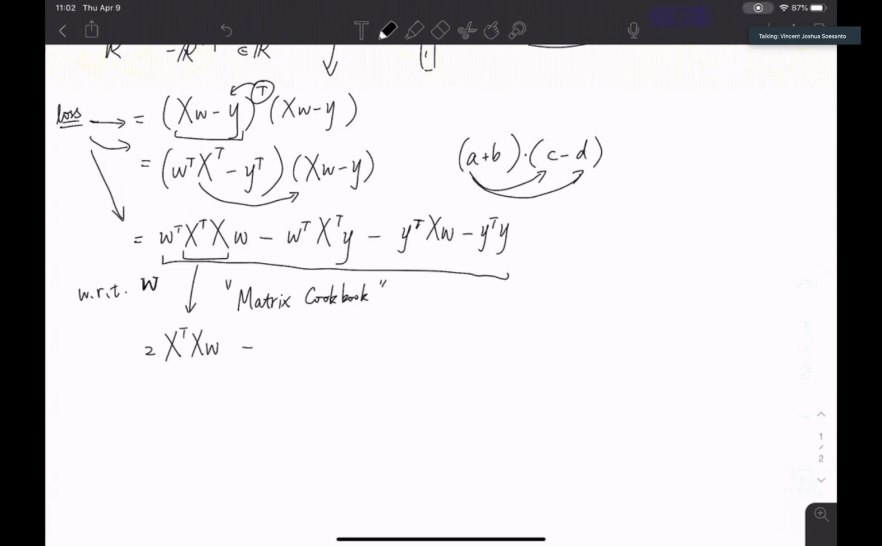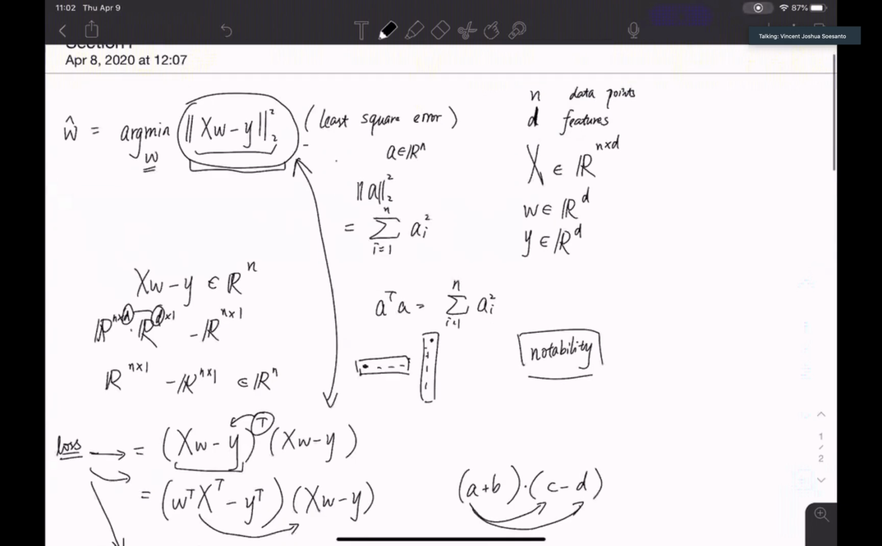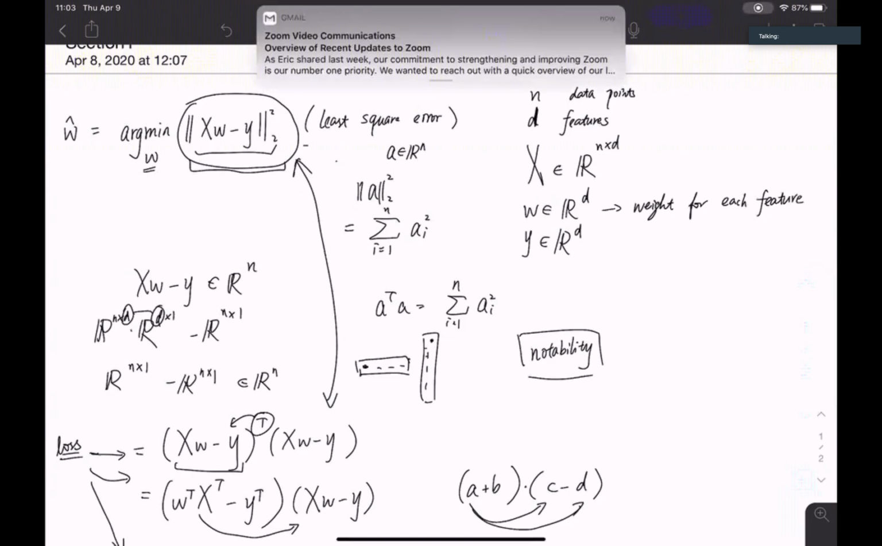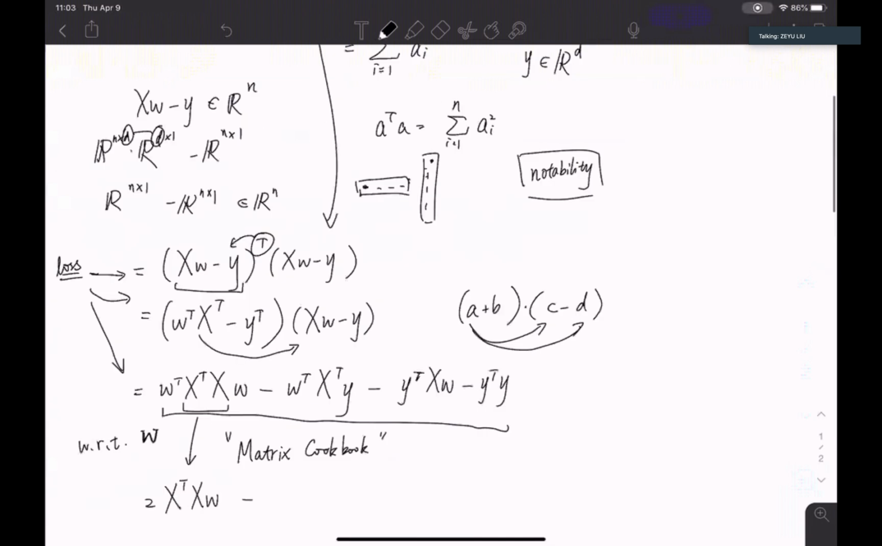Can I start with a question? Yeah, sure. Can you explain what the W vector is again? Like what it represents? Oh, this is the weight for each feature. I see, thank you.